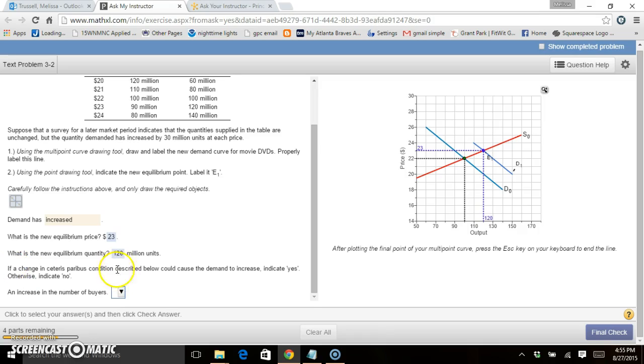And last, it's going to give us a series of statements, and it wants us to tell it if a change in ceteris paribus condition described below, so if the statement described below is true, could this cause the demand to increase? And we're going to answer yes or no. So an increase in the number of buyers, would that cause demand to increase? Remember what demand is? It's the number of people who want to buy something. So sure, if we increase the number of buyers, we could increase demand.